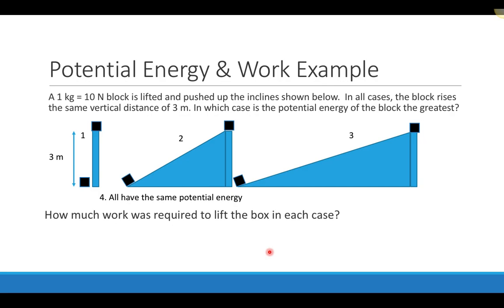How much work was required to lift the block in each case? Well, we know that by definition, the work required to lift the box is equal to the potential energy. That's how we defined potential energy. We said that the potential energy is basically the work required to lift the object through some height. And so the work for each one of these cases is exactly the same, which is 30 joules.